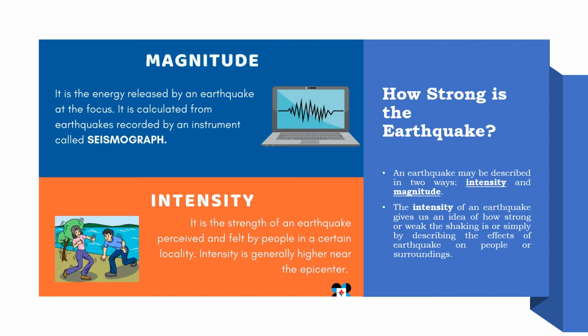So we have here the difference between the magnitude and the intensity. Magnitude is about the energy released by an earthquake at the focus. It is also calculated from earthquakes recorded by an instrument called a seismograph. While intensity is the strength of an earthquake perceived and felt by people in a certain locality. Intensity is generally higher near the epicenter.